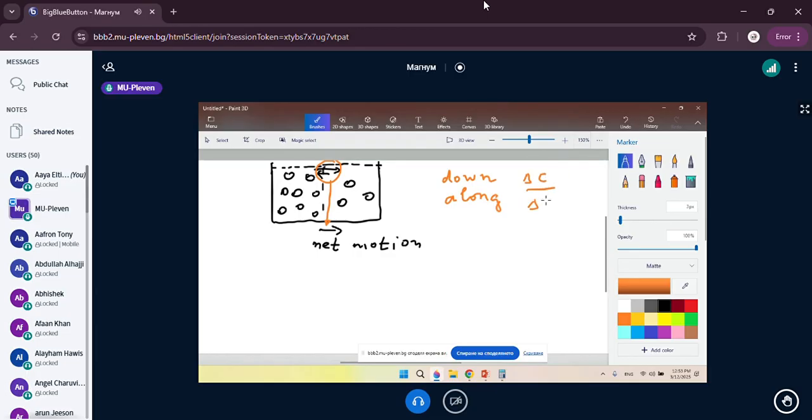Concentration gradient. Down or along the concentration gradient. What does it mean? It means from high to low concentration. This is the meaning. Down, all along. And we'll study this, of course, in biophysics.